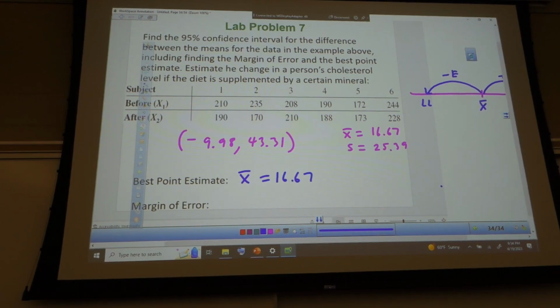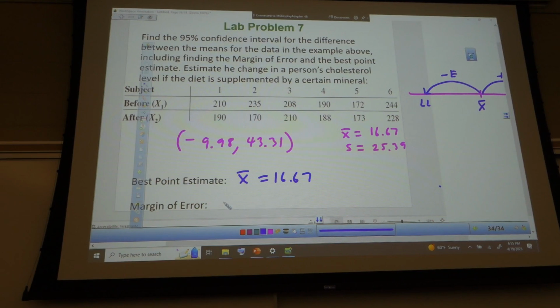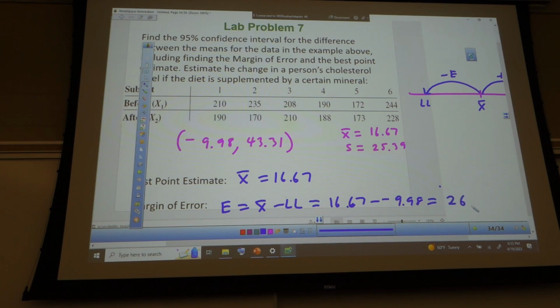What's my margin of error? It's the distance from here to here, or the distance from there to there. So I can take my x bar, subtract my lower limit, or take my upper limit, subtract my x bar, either one. I'll do x bar minus my lower limit. So that's going to be 16.67 minus negative 9.98. Minus minus means plus. So I end up with 26.65.